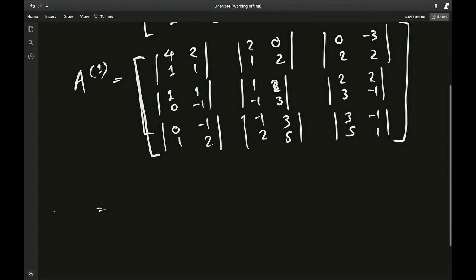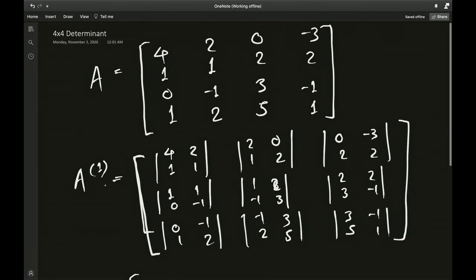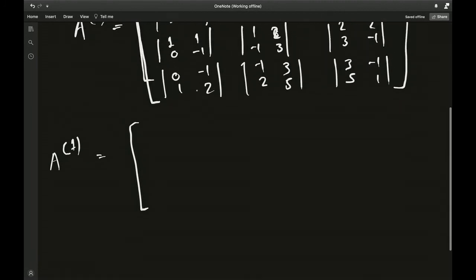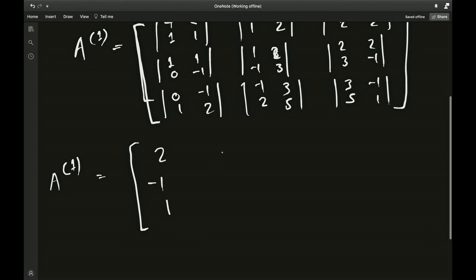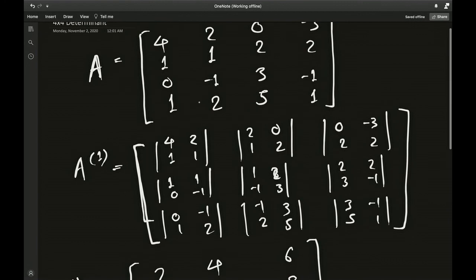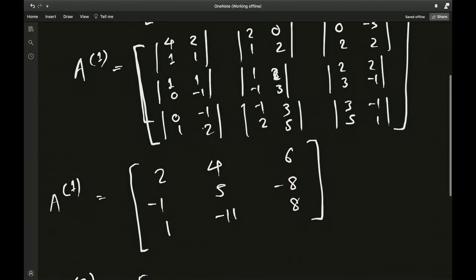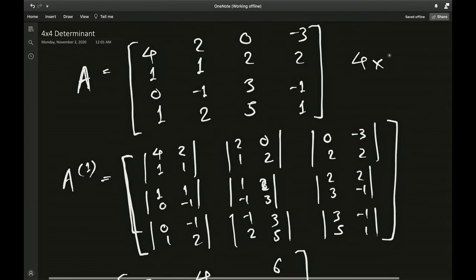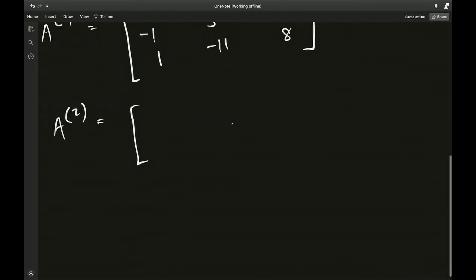Okay, so calculating these individual determinants, and again, we don't need to divide these groupings individually by the interior elements because the interior elements are from 2 steps earlier, and 2 steps earlier is a negative one, and that doesn't make any sense. So calculating this, we get 2, negative 1, 1, 4, 5, negative 11, 6, negative 8, 8. Now when we begin grouping again, that is A step 2. Notice that as we make groupings and calculate the individual determinants, we reduce dimensions. So this was 4x4. After one step, it became 3x3, and after this, it will become a 2x2.